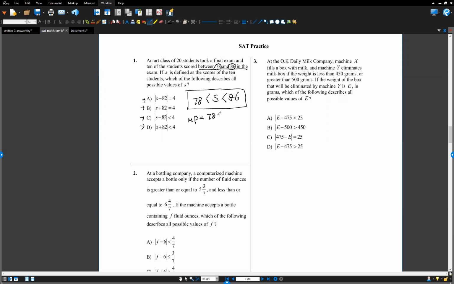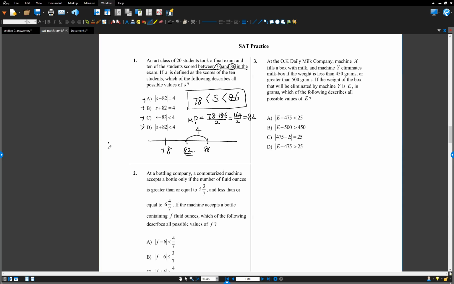Midpoint is just 78 plus 86 divided by 2. 78 plus 86 is 164, right? And divided by 2 is 82. That is the midpoint. Where is the endpoint? Oh, yeah, endpoint is 86. The other one is 78. This is exactly in the middle. What is the distance? 86 minus 82 is 4, isn't it? Now we just got everything.